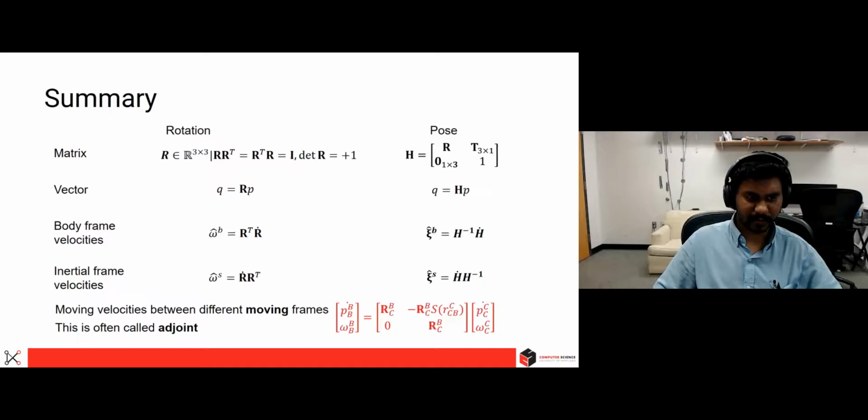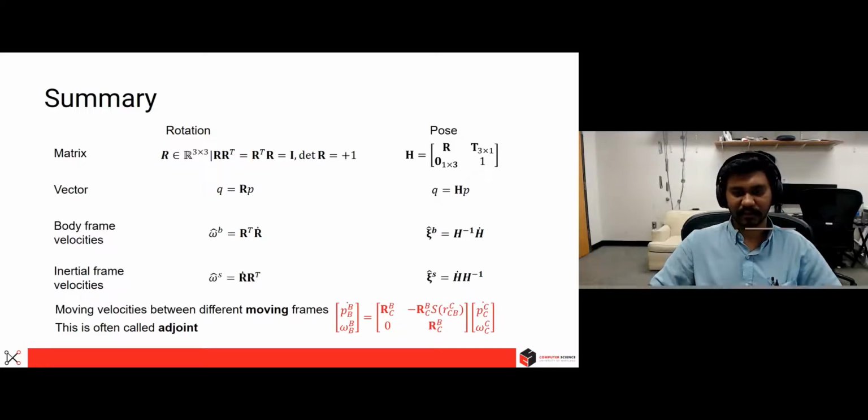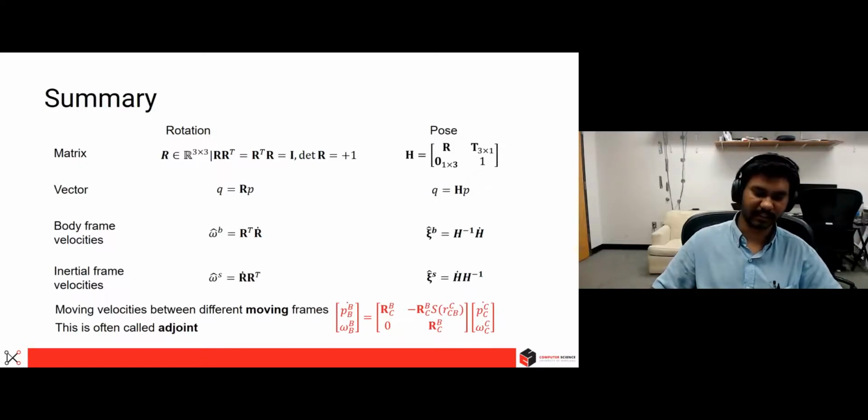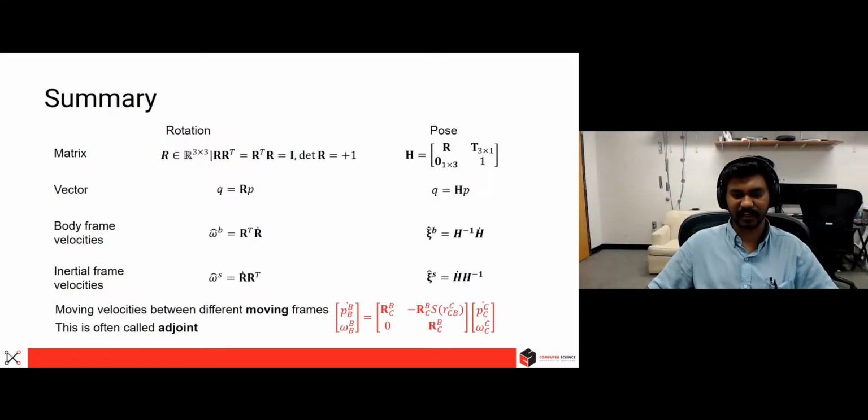For the body frame velocities, we have omega hat b is R transpose R dot, and for pose we have g hat b is H inverse times H dot. Note that the inverse is not the same as the transpose, as in the rotation case. For inertial frame velocities, we have omega hat s is R dot times R transpose, and for pose we have g hat s is H dot times H inverse. So moving velocities between two different frames is given by the equation in red here, and this is often called the adjoint.